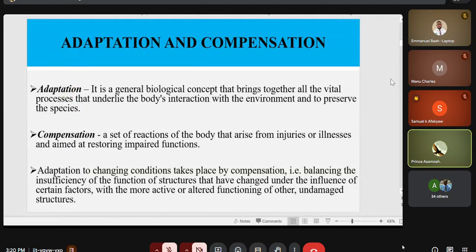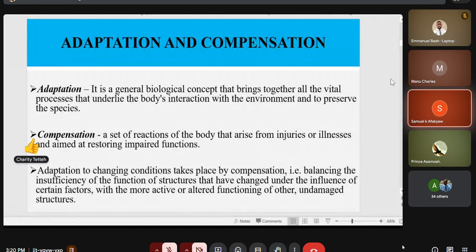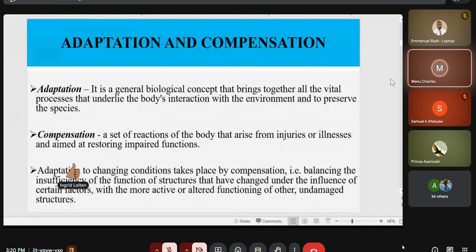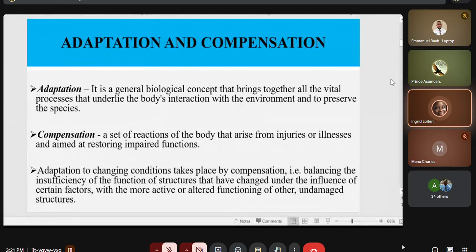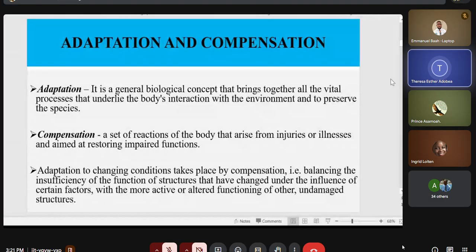Okay. So at this point, is it okay, or should I go over? Please, it's okay. Sir, the compensation. Okay. Sorry, just compensation. Please, sir, you can go over again. I beg you.